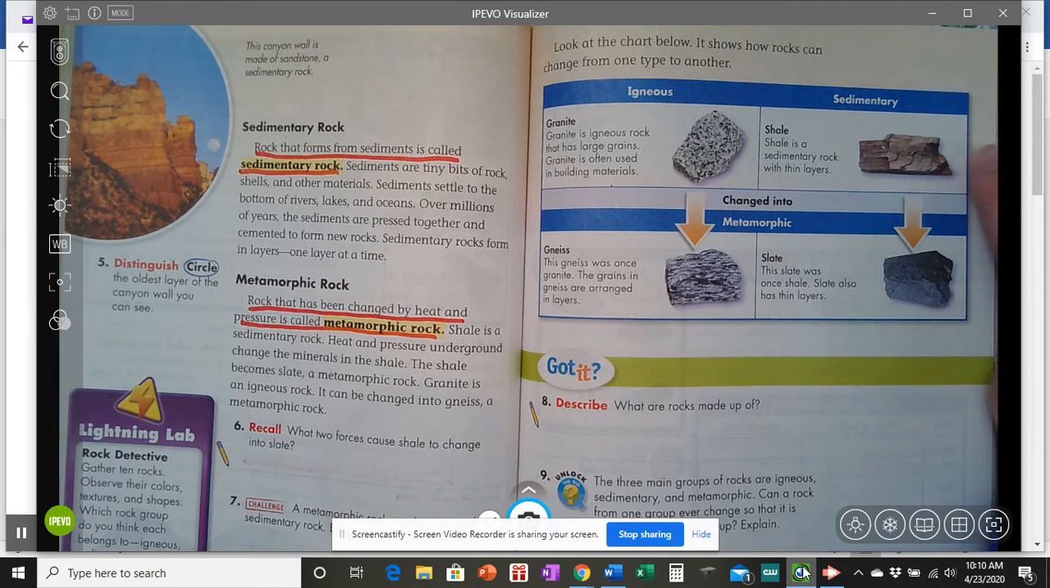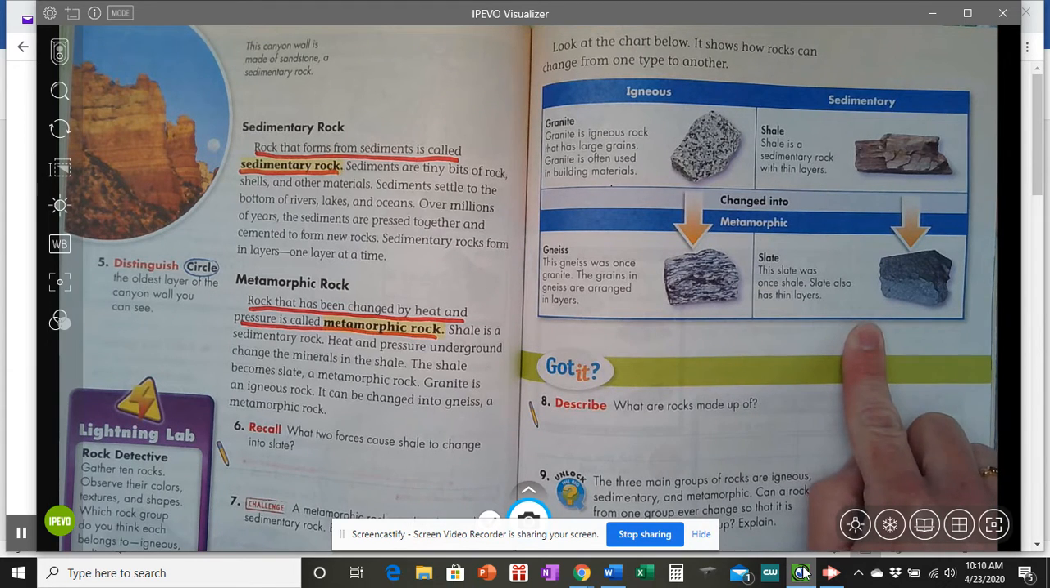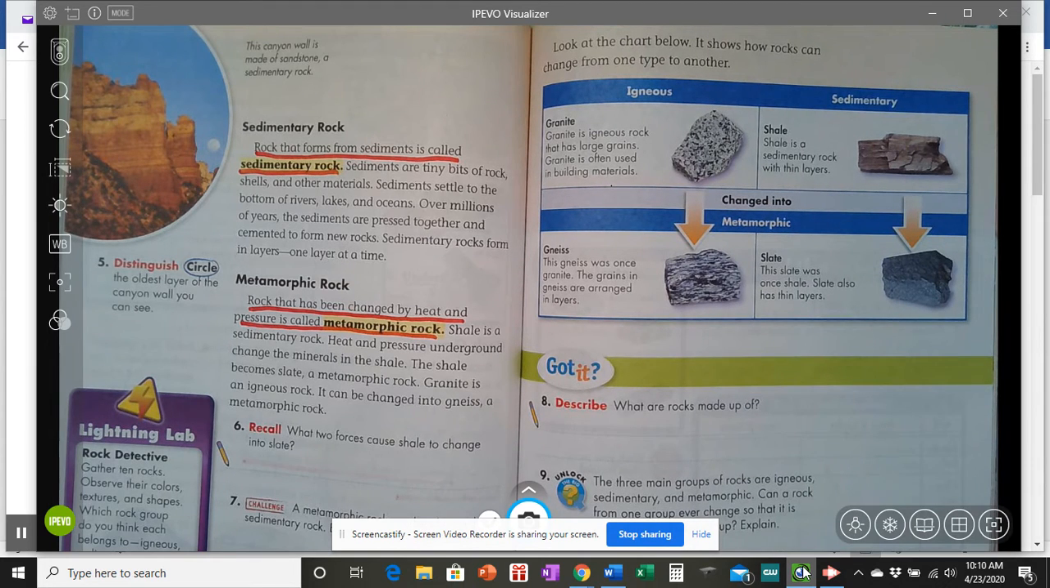Here is sedimentary. Shale is a sedimentary rock with thin layers. Changed into metamorphic, it became slate. This slate was once shale. Slate also has thin layers, and you can see some of the layers there.